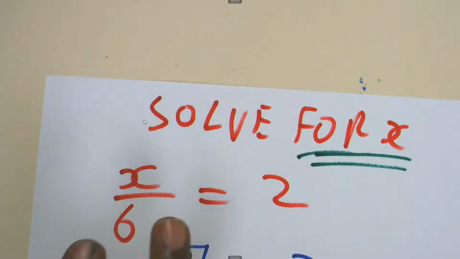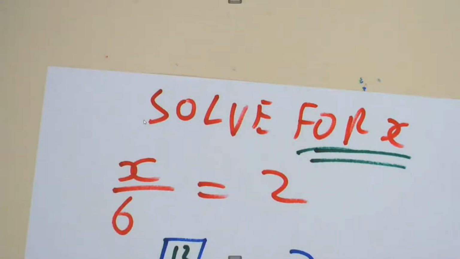That 12 divided by 6 gives you 2. So you are solving for x. That's when you say solve for x. Remember that one. All right, let's do more questions.